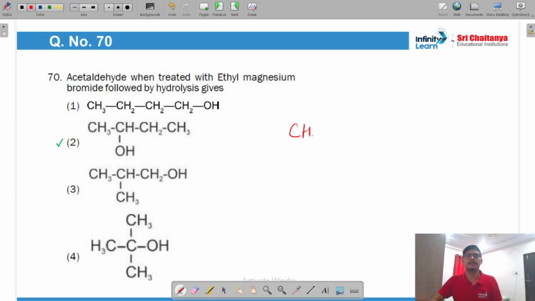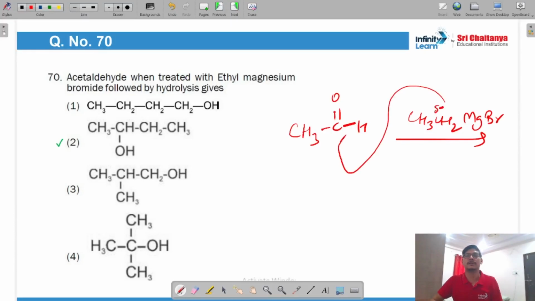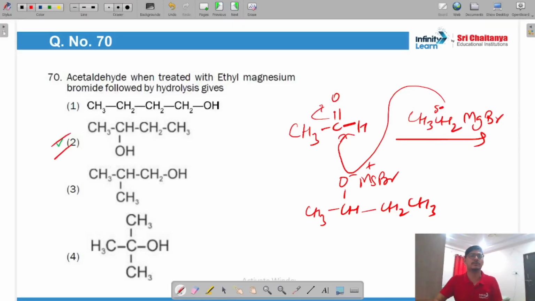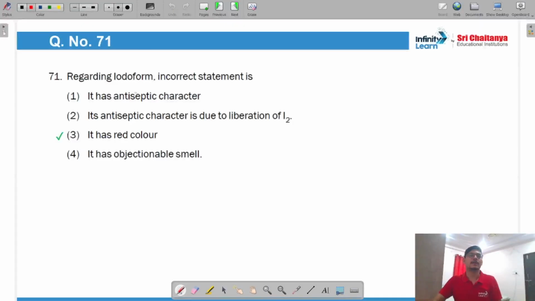Acetaldehyde is CH3CHO. When it reacts with ethyl magnesium bromide, CH3CH2MgBr, this is a nucleophilic addition reaction, guys. All right, it's simple, the mechanism. So it is CH3CHO minus MgBr plus and then CH2CH3, followed by hydrolysis. It will give you alcohol, so butan-2-ol. So this will be the product. Regarding iodoform, the incorrect statement is this because it is yellow.